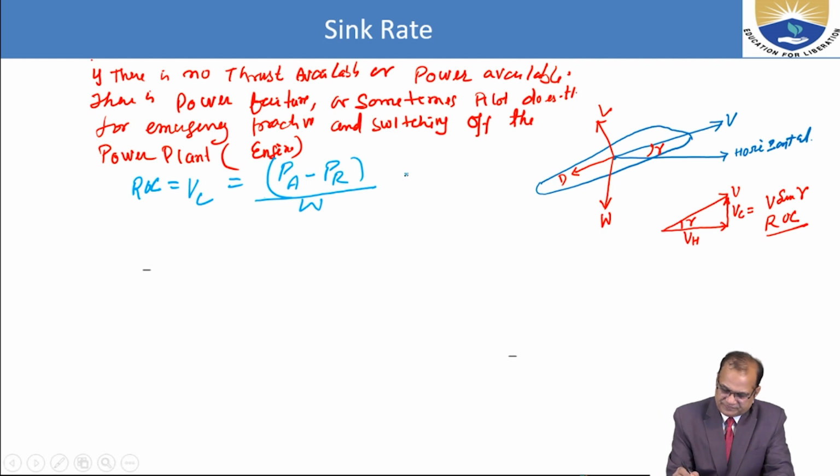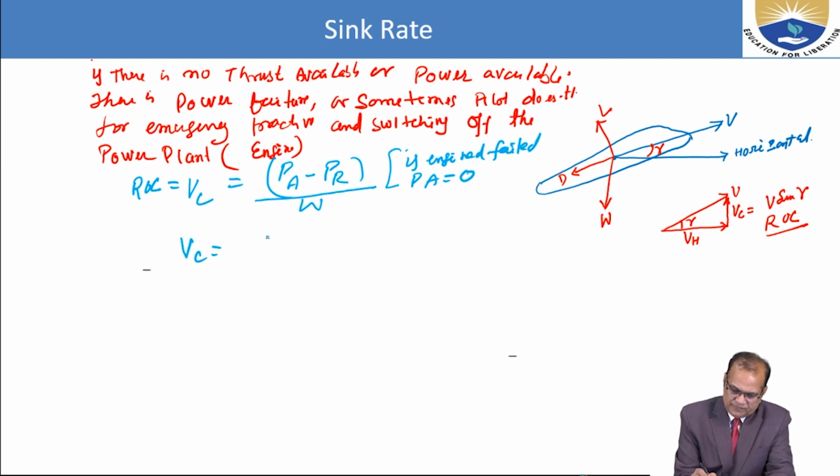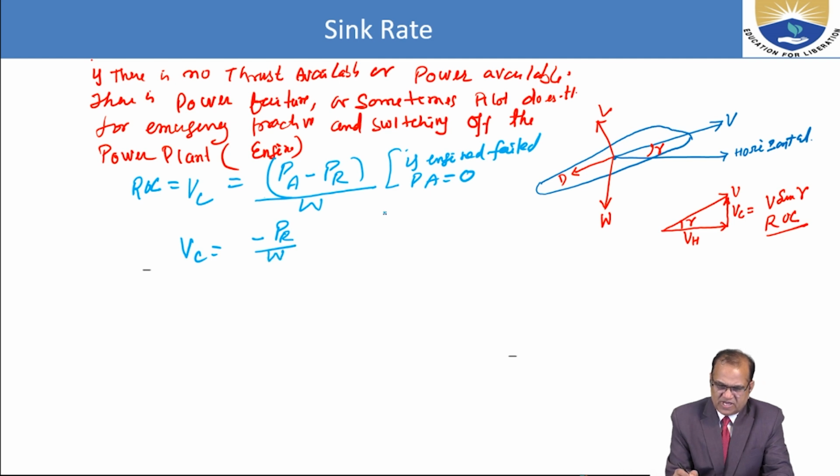In case the engine failed, then what will happen? Pa is equal to 0. So Vc is equal to minus PR by W. And this negative climb rate is called sink rate. So this is the definition of the sink rate.